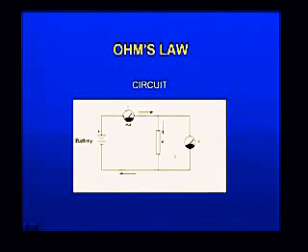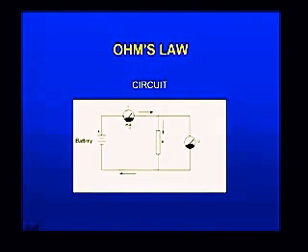Now let me quickly explain to you about Ohm's law. For performing a verification of Ohm's law, you require a battery, a current meter, a voltmeter and a resistance. So if you look at the circuit diagram, you have a battery, a current meter, a voltmeter and a resistance. The battery, current meter and resistance are connected in series, and the voltmeter is connected across the resistance to measure the different voltages.